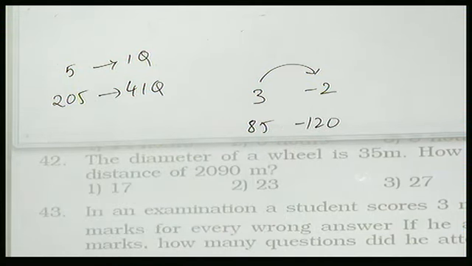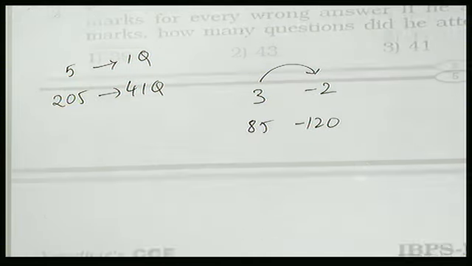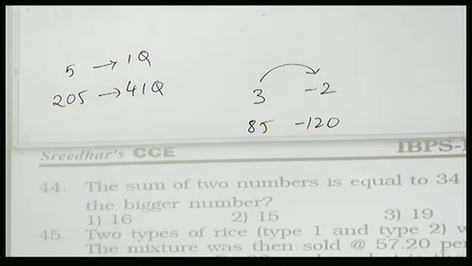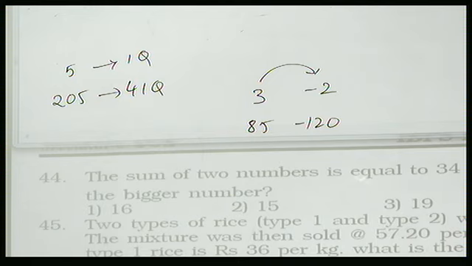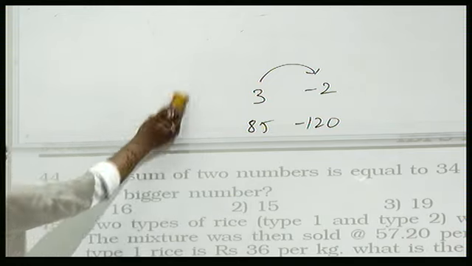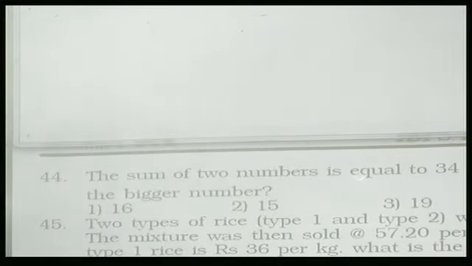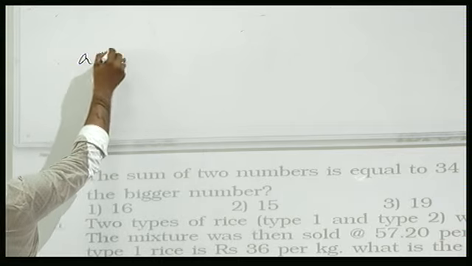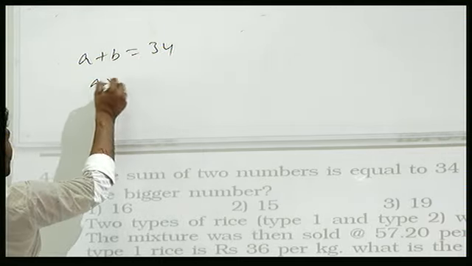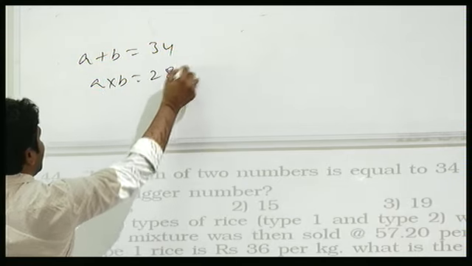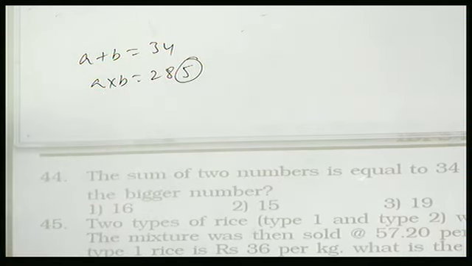Next, 44. The sum of two numbers is equal to 34 and their product is equal to 285. What is the bigger number? Now, the sum of two numbers is 34 and the product is given as 285. This is enough to answer this question.